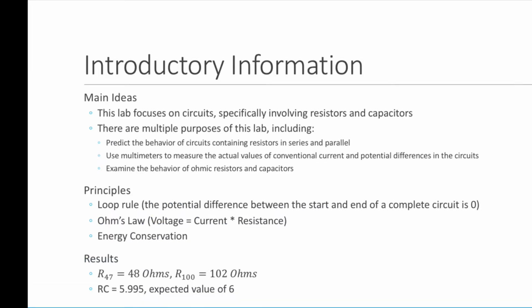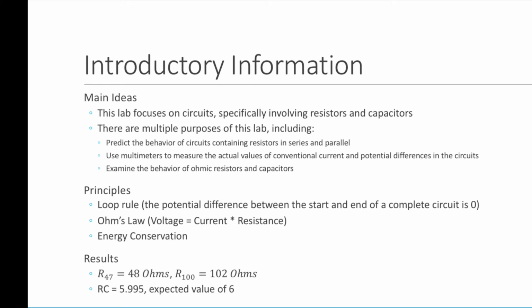Some introductory information. The main ideas of this lab are circuits, specifically resistors and capacitors, and there are multiple purposes of this lab, including predicting the behavior of circuits containing resistors in series and parallel, using multimeters to measure the actual values of the conventional current and potential differences in the circuits, and examining the behavior of ohmic resistors and capacitors. Some principles are the loop rule, stating that the potential difference between the start and end of a complete circuit is zero, and Ohm's law, stating that voltage equals current times resistance, and energy conservation.